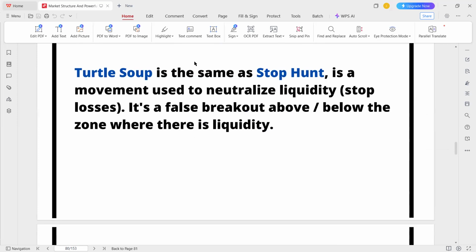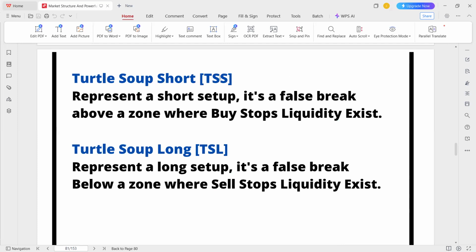The Teto soup is the same as the stop hunt. It is a movement used to neutralize liquidity or stop losses. It's a false breakout above or below a zone where there is liquidity. Teto soup short, or TSS, represents a short setup. It's a false break above a zone where buy stops liquidity, or BSL, exists.